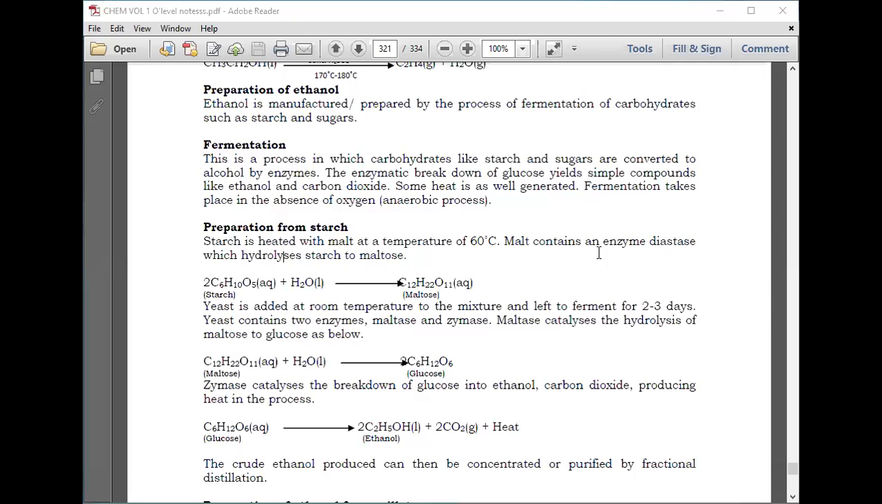Is it a must to add plus heat? Someone is asking. It is not a must, but it is better to add it because it is given out in form of energy.